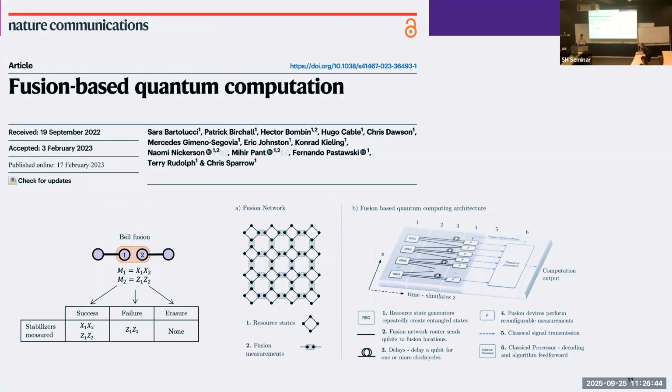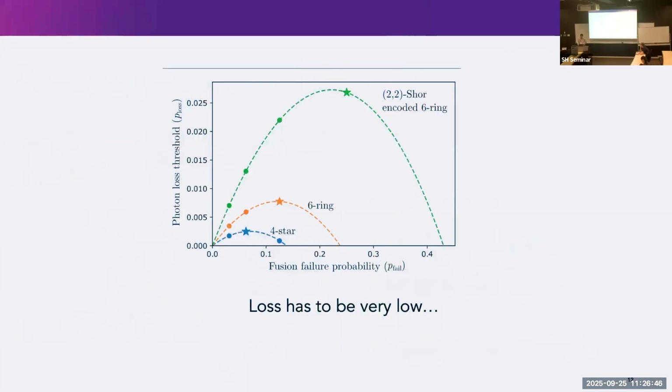So, okay, but it's very probabilistic. Now, loss in that paper, they probably have better loss thresholds now, but they tried on different codes. I'm not an expert. I'm just showing you the plot that they have for different resource states, with the photon loss threshold on the y-axis and fusion failure probability on the x-axis, okay?